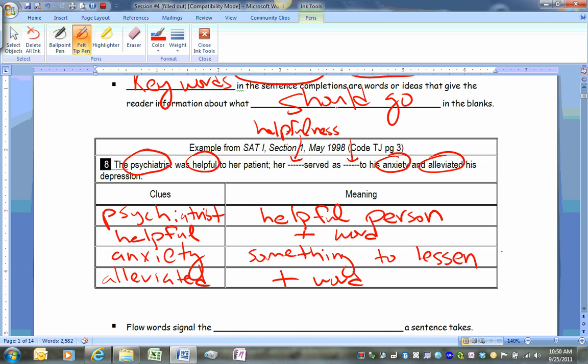Served as a what? It serves as a cure. As a relief? Sure.